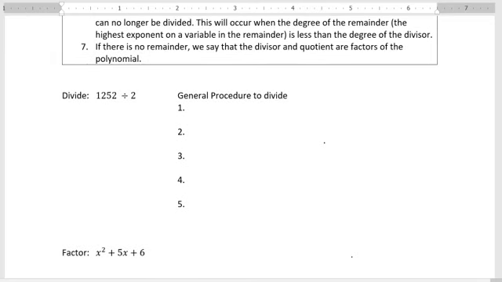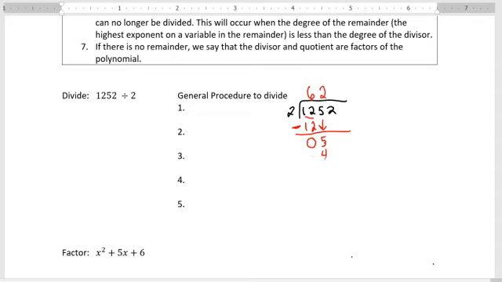So for example, if we have the number 1252 divided by 2, how many times does 2 go into 12? And so we say it goes in 6 times. 6 times 2 is 12. And then we're going to subtract. So 12 minus 2 is 0. And then we're going to bring down the 5. 2 goes into 5 2 times.